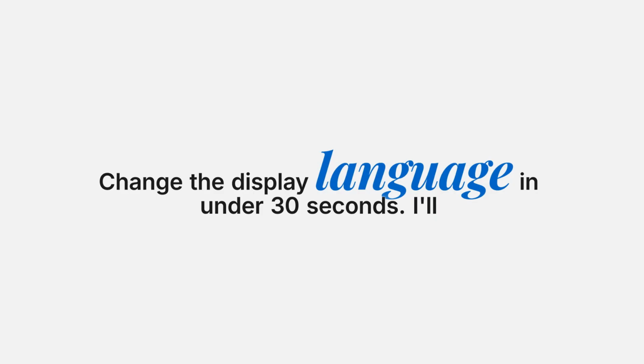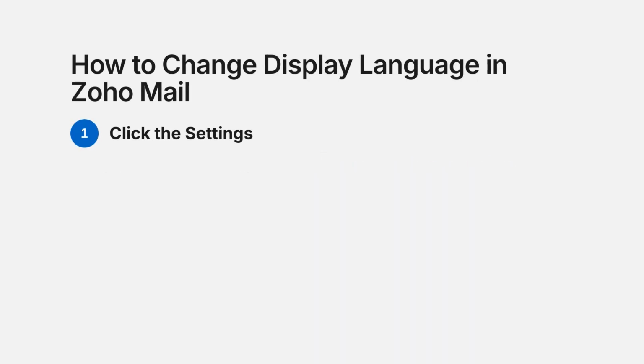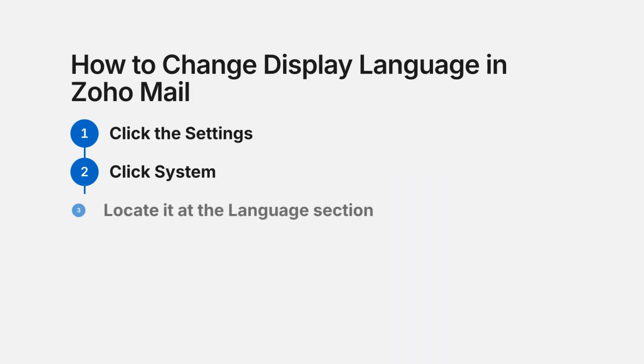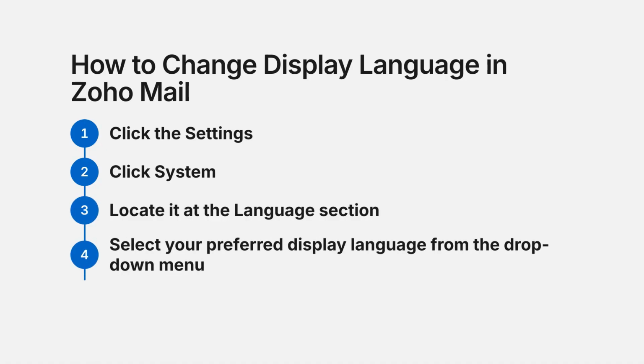Are you tired of guessing what each button does in Zoho Mail? Change the display language in under 30 seconds. I'll show you 2 ways to do it: the standard menu path and a quick search trick. Let's start with the gear icon.